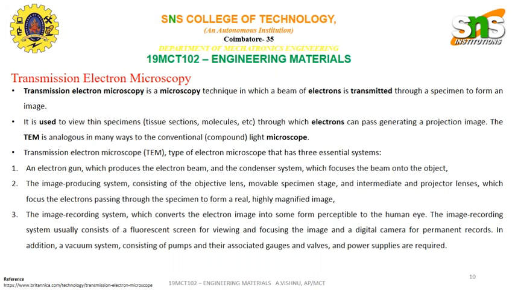Transmission electron microscopy. Transmission electron microscopy is a microscopy technique in which a beam of electrons is transmitted through a specimen to form an image. It is used to view thin specimens, tissue sections, molecules, etc., through which electrons can pass, generating a projection image. The TEM is analogous in many ways to the conventional compound light microscope. The transmission electron microscope has three essential systems: an electron gun, an image producing system, and an image recording system.